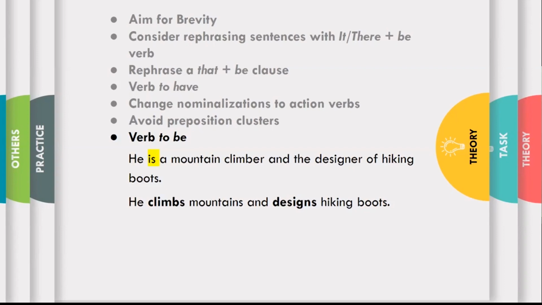Let's not use it if you do not need it. Get directly to the verb if you know the verb. He climbs mountains rather than saying he is a mountain climber. We do not need the verb to be. We can rewrite it: he climbs mountains and designs. He is the designer. Let's use the action verb so that the sentence suggests an action.